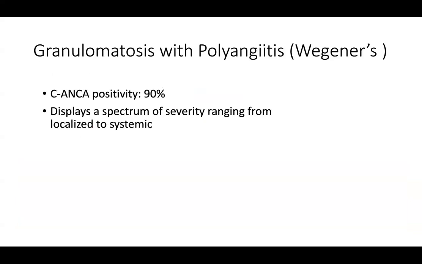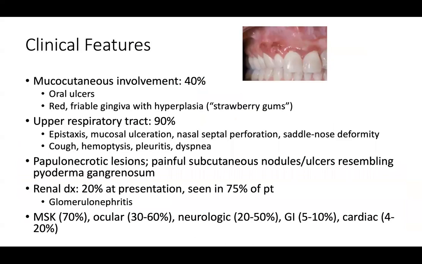Now, there are different criteria you can use. So, of course, if you're trying to make the diagnosis of GPA, then C-ANCA positivity is going to be a strong supportive piece of data. But there's other clinical features that you'd want to look for. So mucocutaneous involvement, including oral ulcers and red friable gingiva with hyperplasia, also known as strawberry gums. You can have an upper respiratory tract involvement in most cases, up to 90% with epistaxis, mucosal ulceration, nasal septal perforation, saddle nose deformity, cough and hemoptysis, pleuritis, and dyspnea. Papulonecrotic lesions are often seen as well. These are painful subcutaneous nodules and ulcers resembling pyoderma gangrenosum.